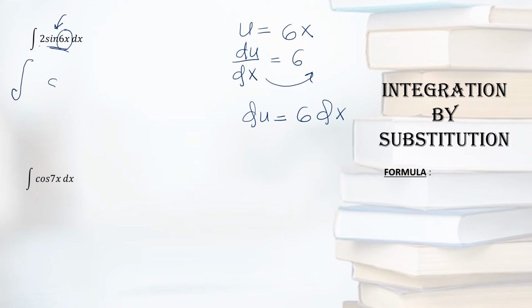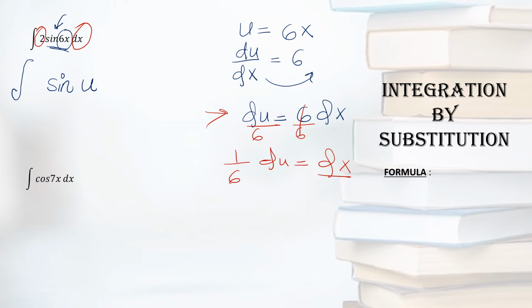So sine stays as it is. In place of 6x, you can write u. Now what is left? In the question, you can see that you have 2 and dx left. Now here on the other side, you have 6 dx. So bring the 6 to the other side by dividing both sides by it. You can write 1 over 6 du equals dx.